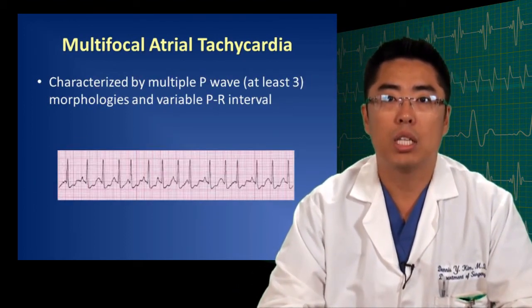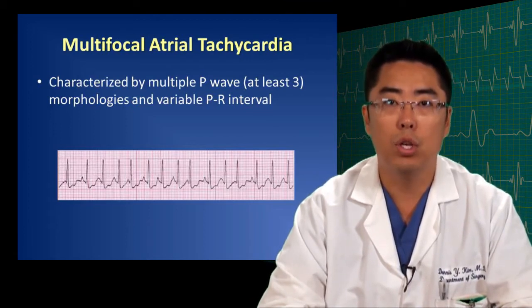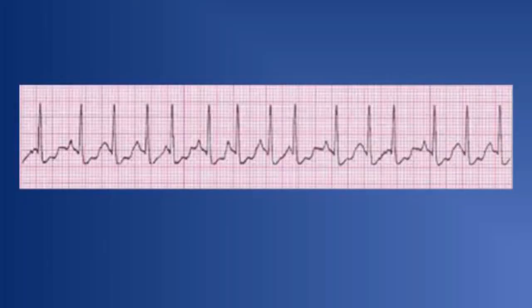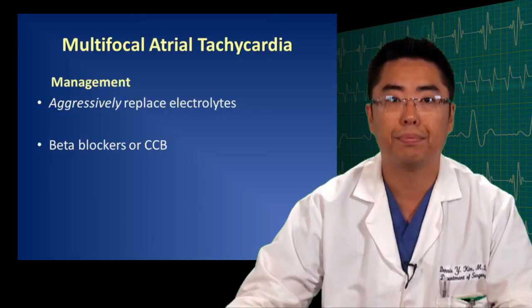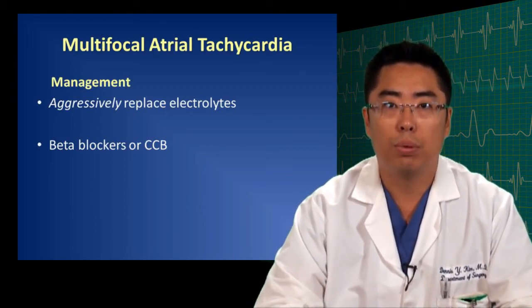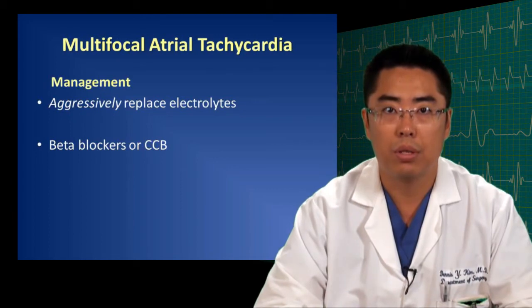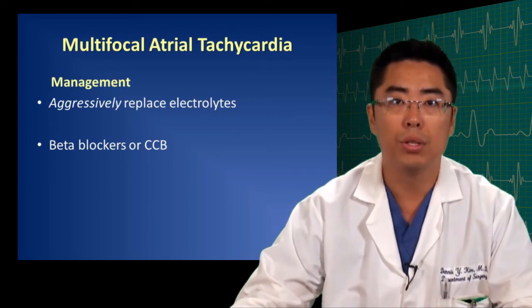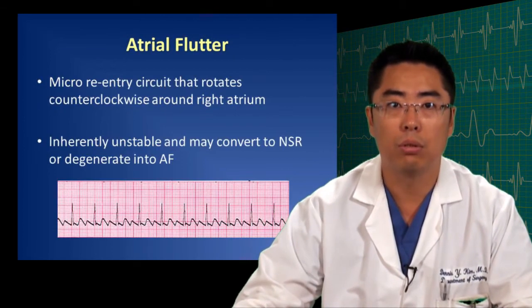MAT is characterized by multiple P waves, usually at least 3 P wave morphologies, and a variable PR interval, as demonstrated in the rhythm strip below. In terms of the management, aggressively replacing electrolytes is tantamount to successful management of MAT. In terms of pharmacological management, institution of either calcium channel blockers or beta blockade are reasonable management alternatives.